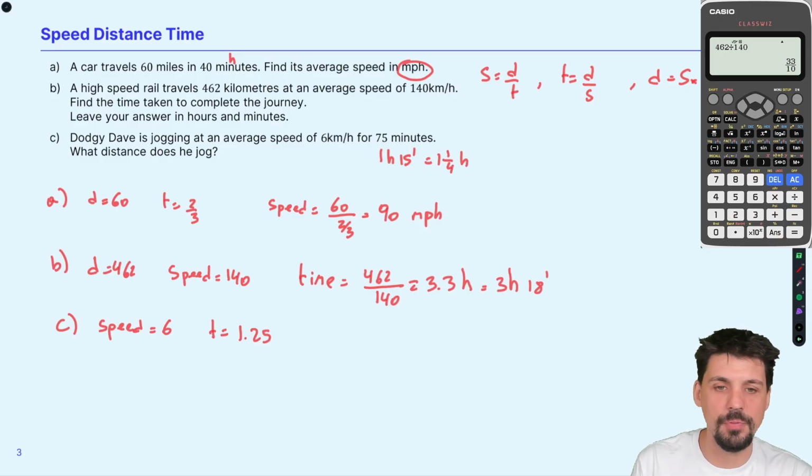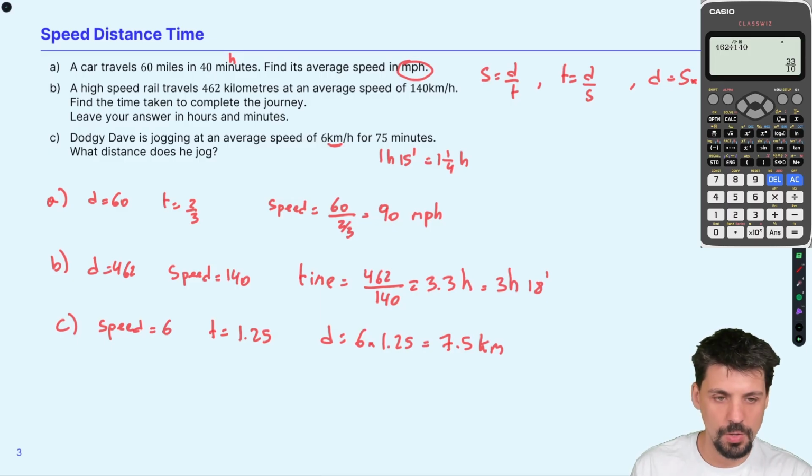So speed and time, we've got that. So distance is speed times time, which is 7.5. And we look at the units. We took our time in hours because that's in kilometers per hour. So the distance unit is therefore kilometers.